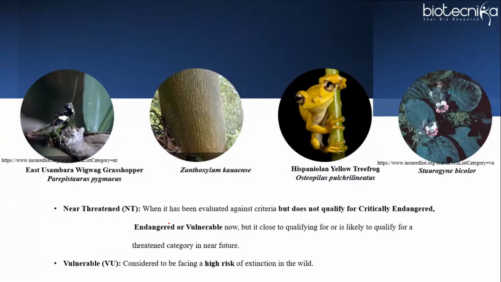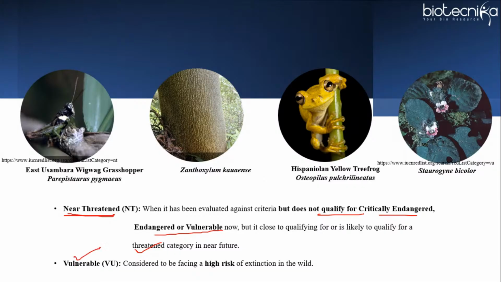Taxa in the near threatened category have been evaluated against the criteria but do not qualify for critically endangered, endangered, or vulnerable. Basically they are close to qualifying, or likely to qualify, for a threatened category in the near future. So that is why the name is given near threatened. Right now they do not qualify for the endangered, critically endangered, or vulnerable category, but maybe in the coming future, if their numbers keep decreasing, they may qualify for a threatened category.